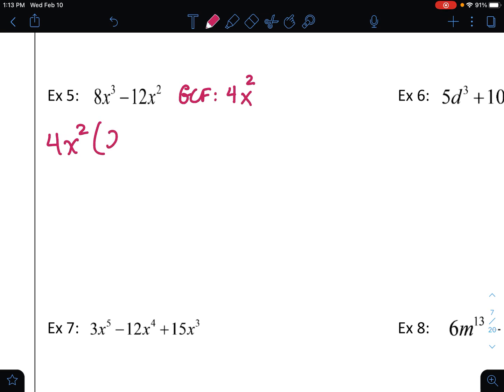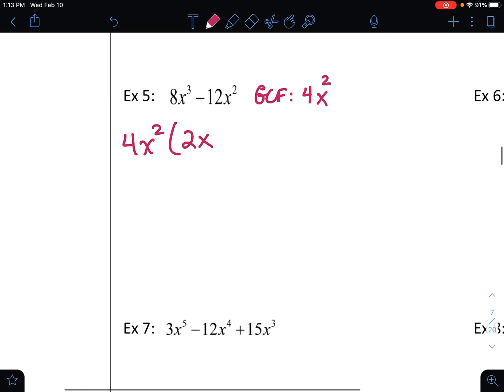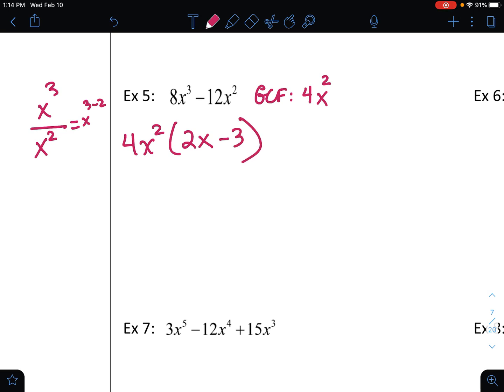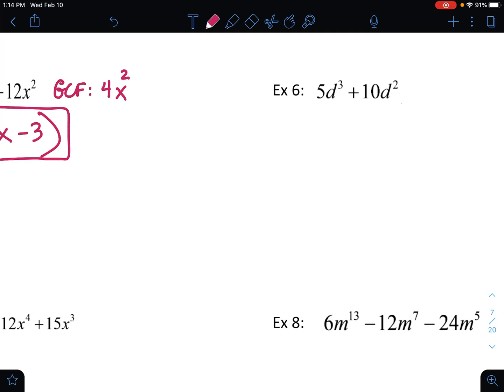8 divided by 4 is 2. X to the third divided by x squared is x. Now remember, you're really doing exponent rules here if you want. X to the third divided by x to the second. Remember, we do top exponent minus bottom. So 3 minus 2 is 1. So that's another way to look at it, if that helps. Okay, minus 12 divided by 4 is 3. Oops. 3. And then both of the x's are out in front. So that is my factored answer. Okay, number 6.